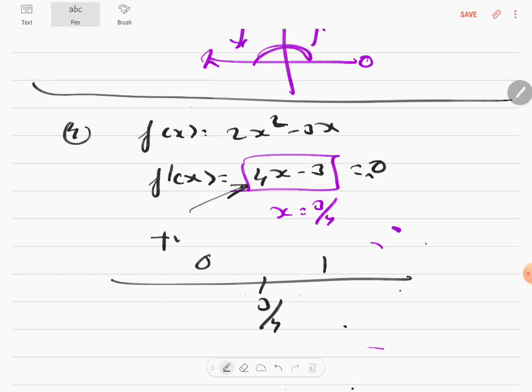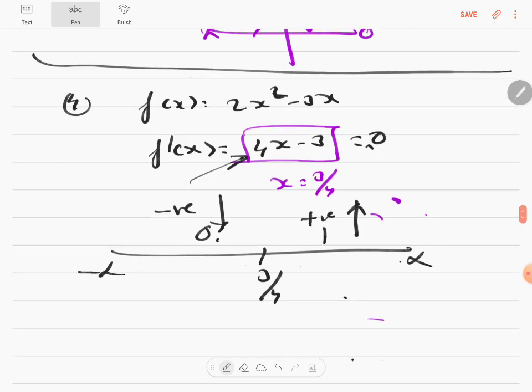4, it's possible. You don't have to find the answer. Minus 3, the value is minus 3, so negative. You don't have to write minus 3. You just have to write negative or positive. Therefore, it's decreasing here. Put 1 here, it's positive. So it's increasing here. Put a minus infinity and a plus infinity.